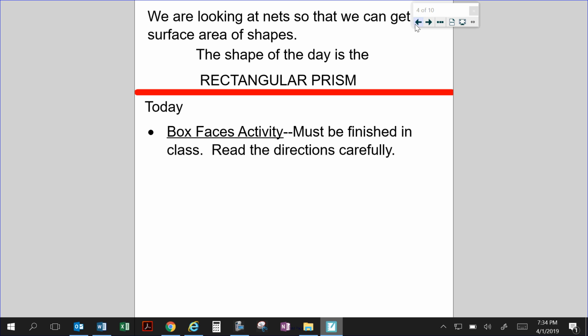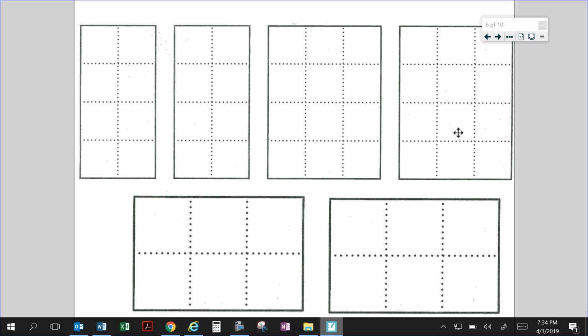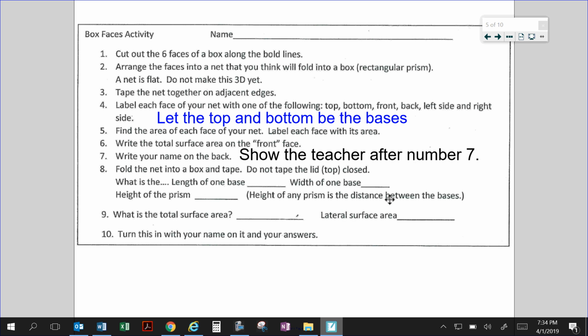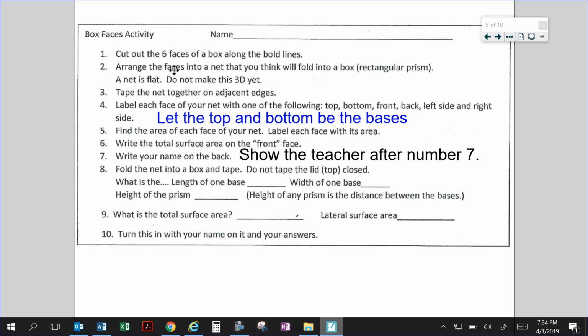So we are looking at nets so that you can get the surface area of shapes. The shape of the day today is the rectangular prism. This activity, you must finish in class. In this activity, you'll be having all of these shapes. You will follow directions here. You're going to cut out the 6 faces of a box along the bold line. So you cut, cut, cut, cut, cut. Then you arrange the faces into a net that you think will fold into a box.